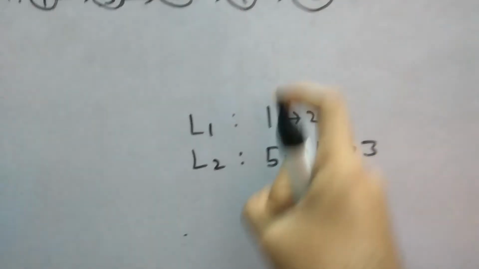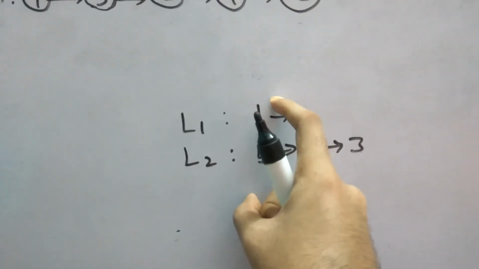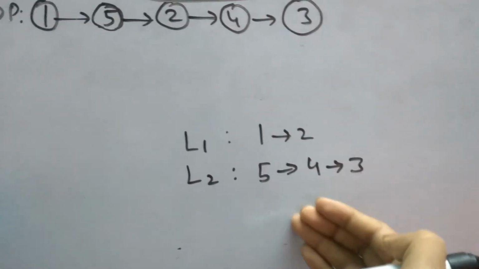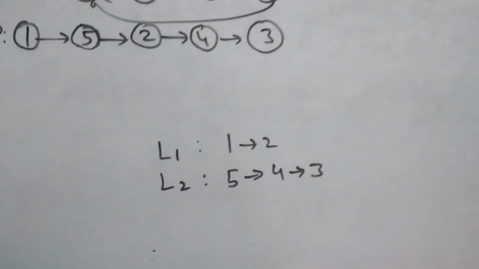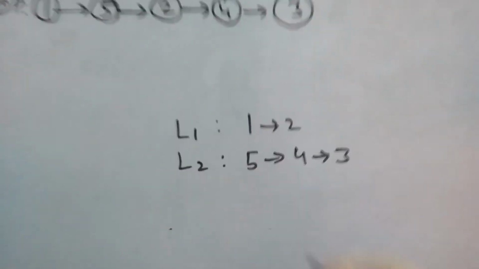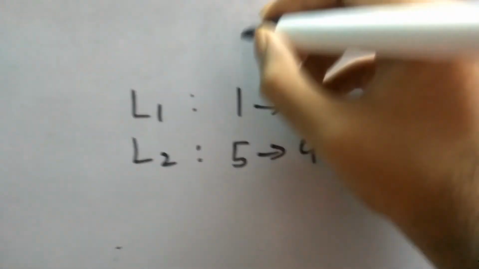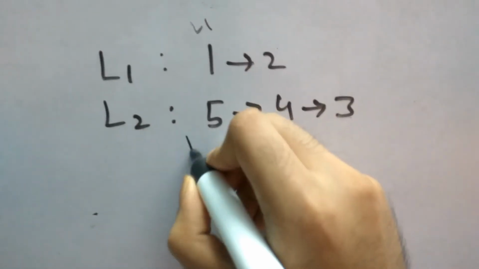So now if we just merge these two linked lists, then our job is done. So now we have to check how to merge this linked list. The merging part should not be very difficult. Let's say this is L1 and this is L2.